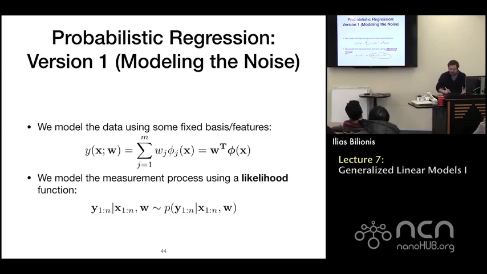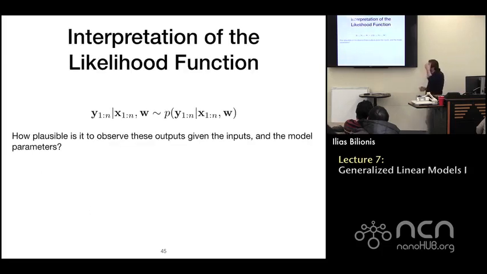This is a choice that we're going to have to make. We're going to have to choose this probability, the likelihood. It's basically going to be yet another model. Of course, we're going to pick it to be Gaussian, because it's the most convenient choice, but it could be anything. Questions? I'll probably say it 10 times, so you'll have time to think about it. All right, so what is this quantity going to give us? It's going to tell us how plausible it is to observe these outputs given the inputs and the model parameters.